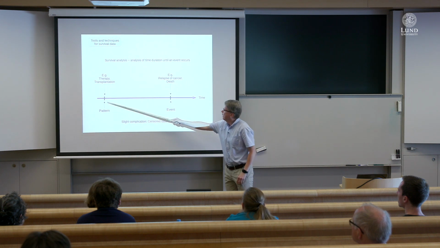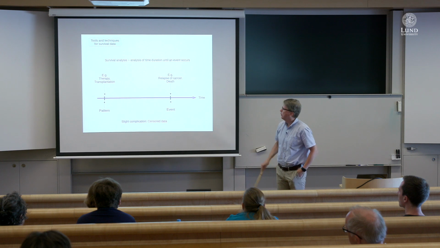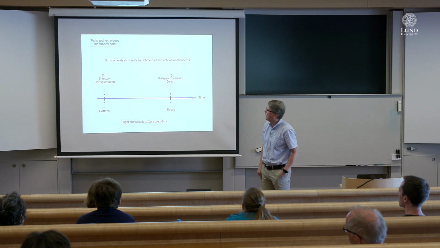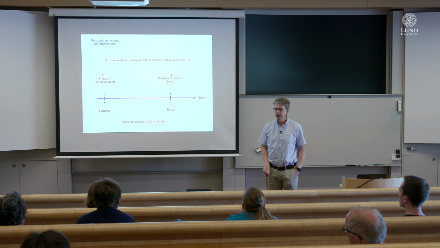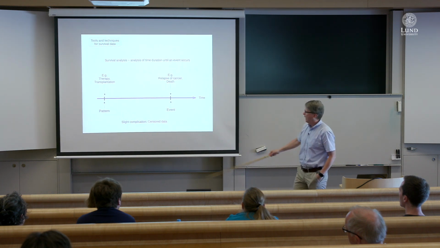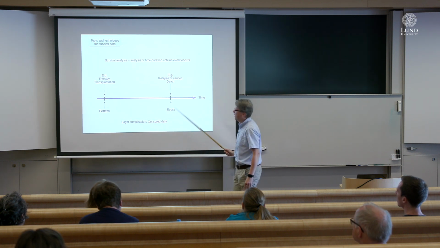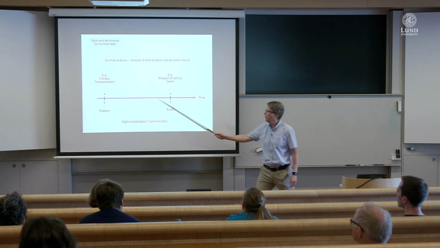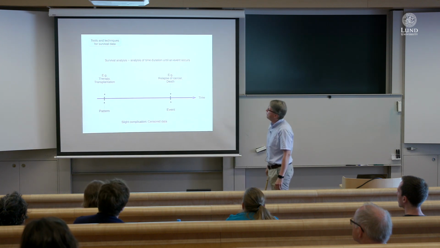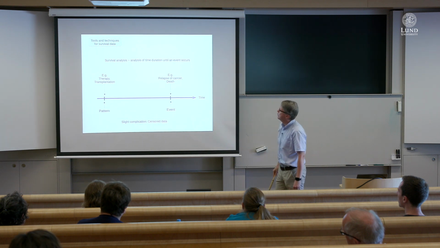And then, at some point, we have an event. It could be death. It could be relapse of cancer or anything. Typically, there are a lot of deaths here. And what you want to do is correlate that pattern with the event, where you have time. So survival analysis looks at the time duration until an event occurs.